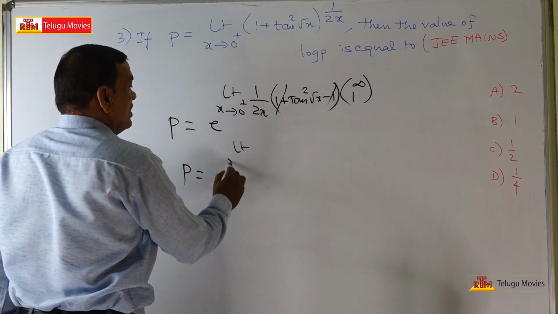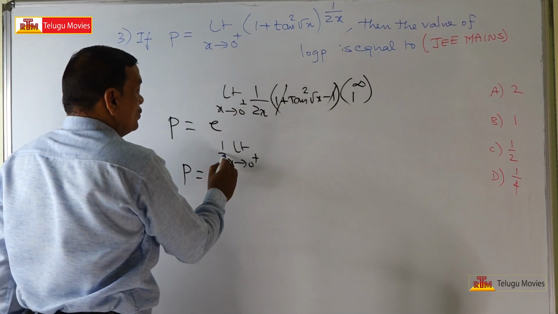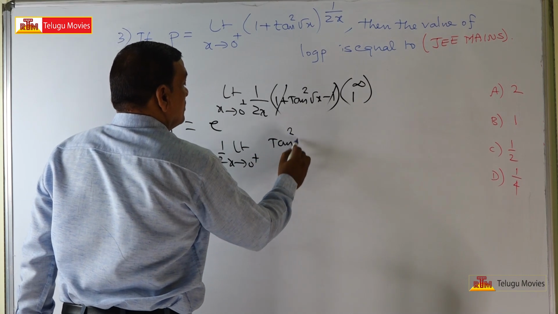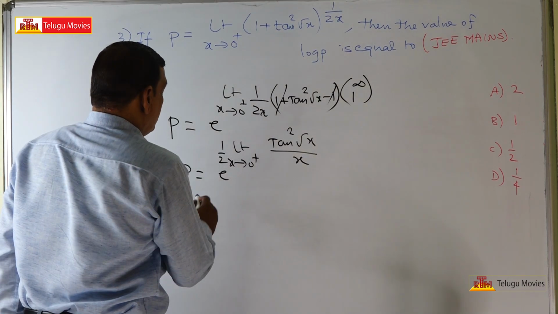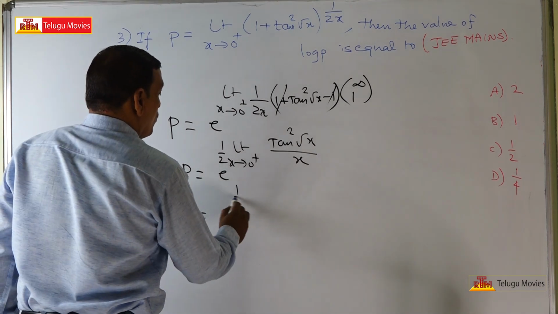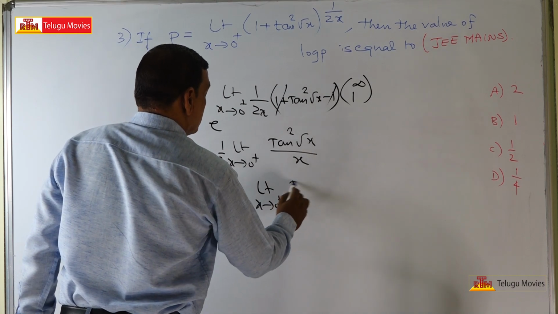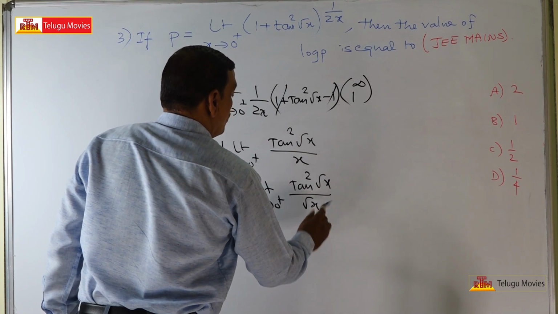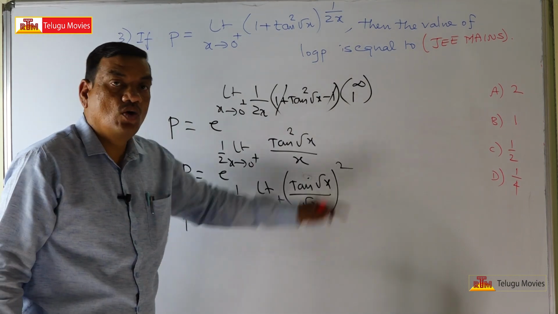P is equal to limit x tends to 0 plus, here 1 by 2 is there, take it outside. So this is equal to tan square root x by x. Okay now. So P is equal to e to the power of 1 by 2 times limit x tends to 0 plus, this you write down as tan square root x by root x whole square, you can write down, no problem. So root x whole square.